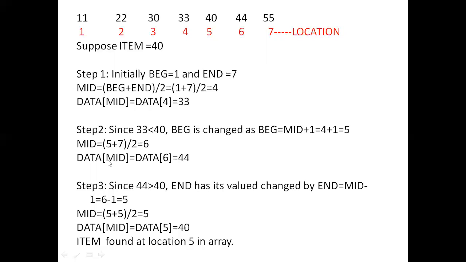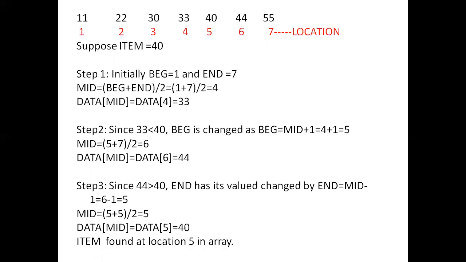Now you have to use the mid formula. What is the mid formula? Mid is equal to beginning plus end divided by 2. You can see that my new beginning is 5, and the end location is 7. So 5 plus 7, what is the answer? We will be getting 12. 12 divided by 2, so the answer is 6.